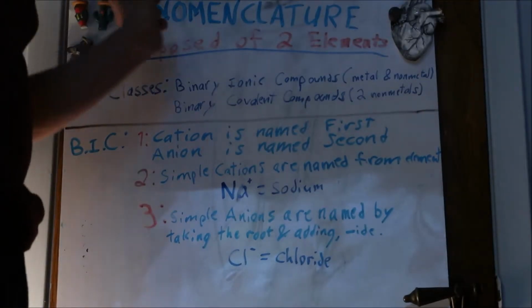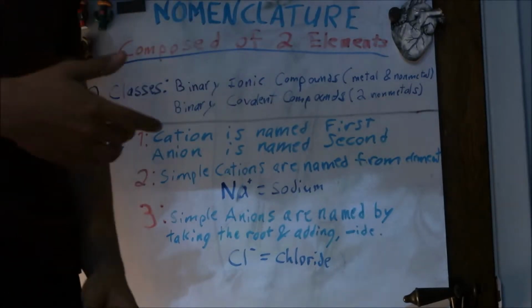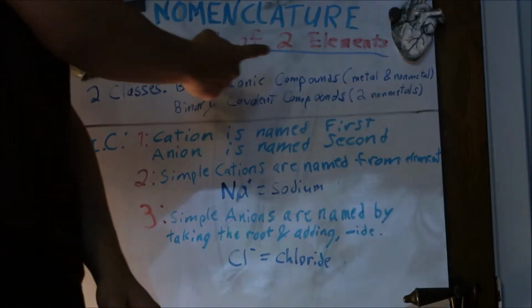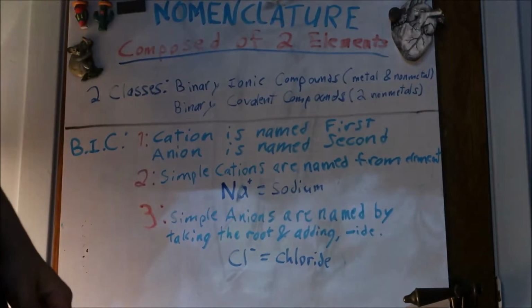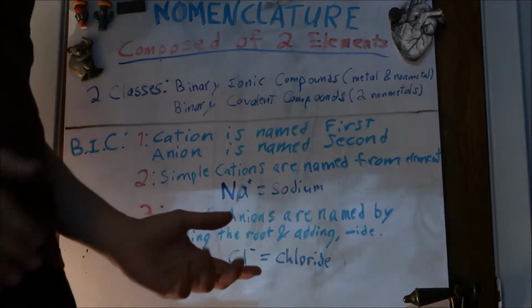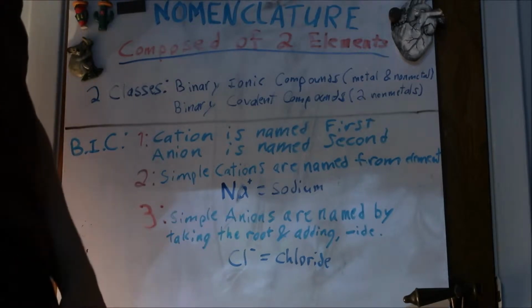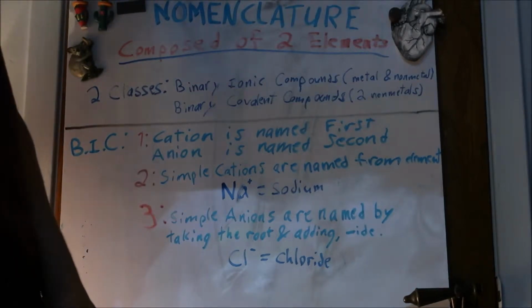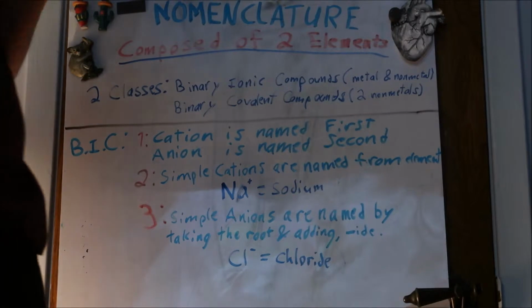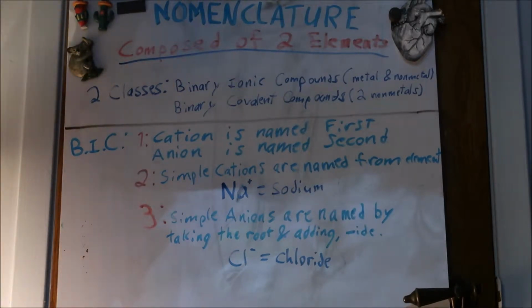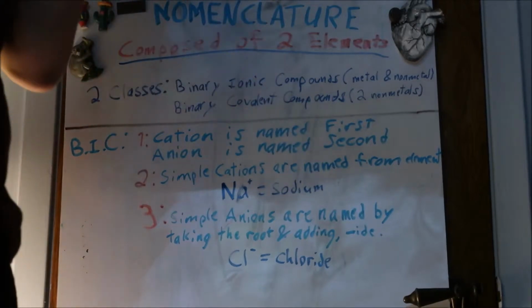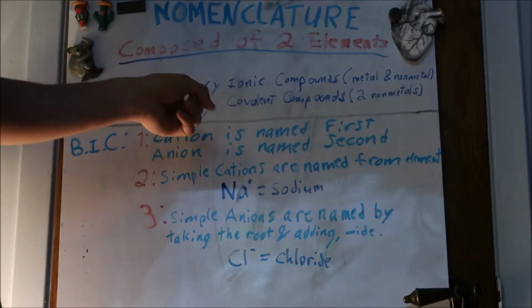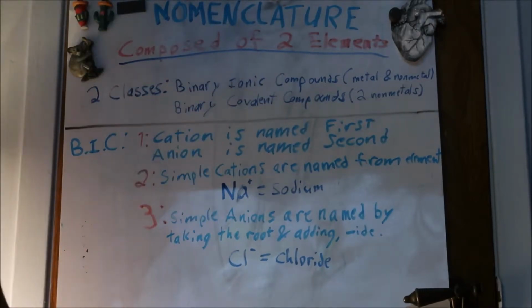Today we're going to be talking about nomenclature. Specifically, nomenclature for when a compound is composed of two elements. Now, nomenclature is generally a simple topic, and there's two classes to nomenclature. There's binary ionic compounds and nomenclature involving binary covalent compounds.